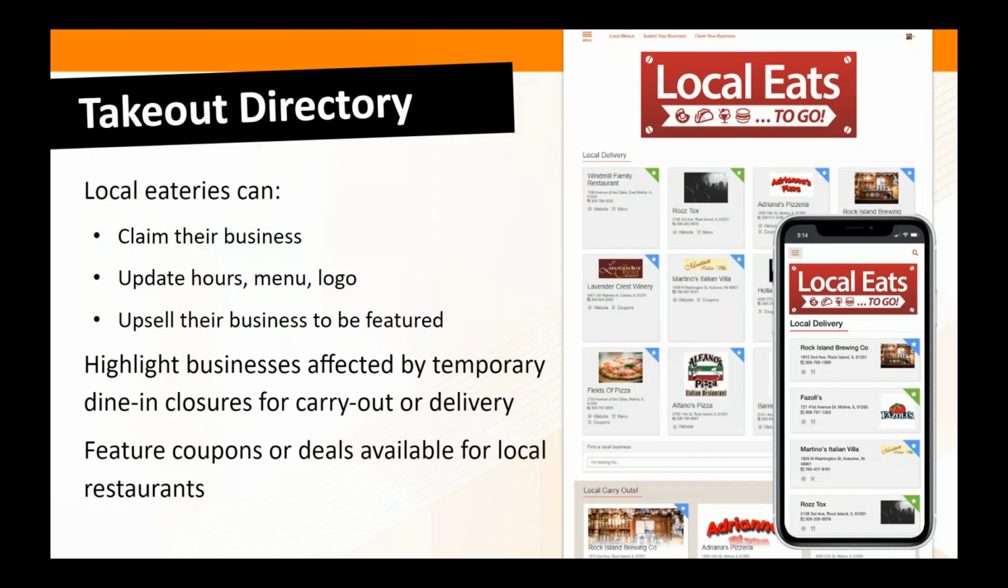But for this one, this is a Takeout Directory. Local eateries can still claim their business directory, and at that point they can update their hours. If they have special hours that have changed, they can come in there and change those now. They can update a new menu if it's changed at all, and update their logo. They are able to upsell their business to be featured. This is included as part of business directory, but this specifically highlights any of those businesses that are affected by temporary closure or dining closures, for carryout or specifically for delivery.